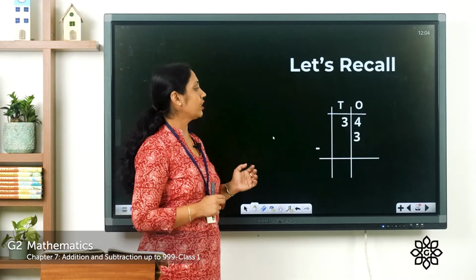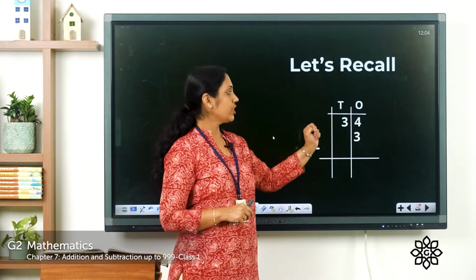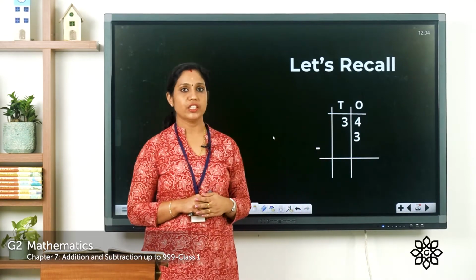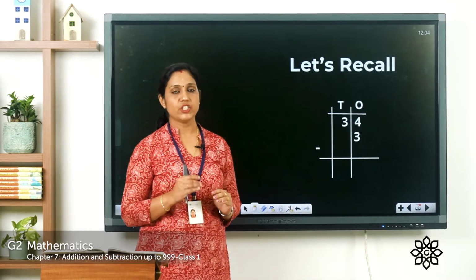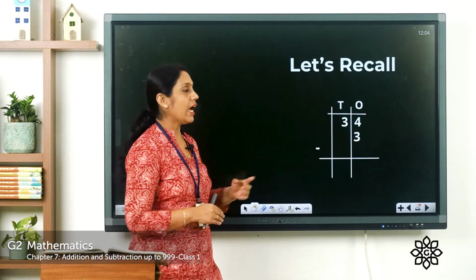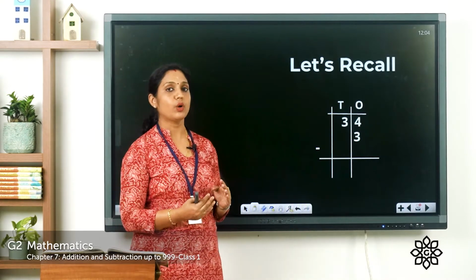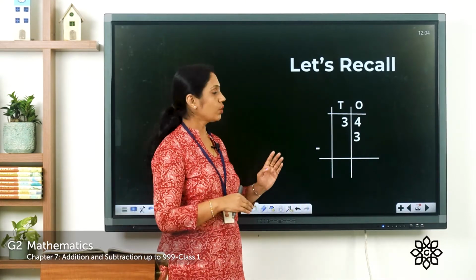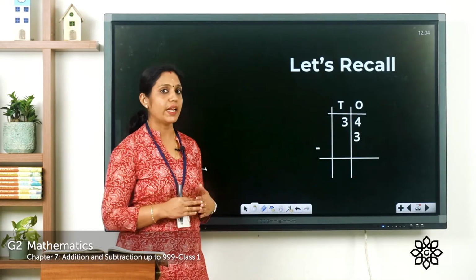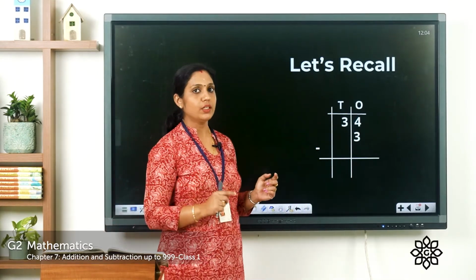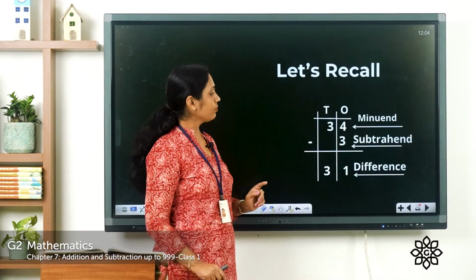Here we have 34 minus 3. Here we have a two-digit number and a one-digit number. So 34 minus 3. Since 3 is a one-digit number, where should we place it? Under 4, that is in the ones place, and we always subtract from the ones place. So we have 4 minus 3 in the ones place. How much is 4 minus 3? It is 1.